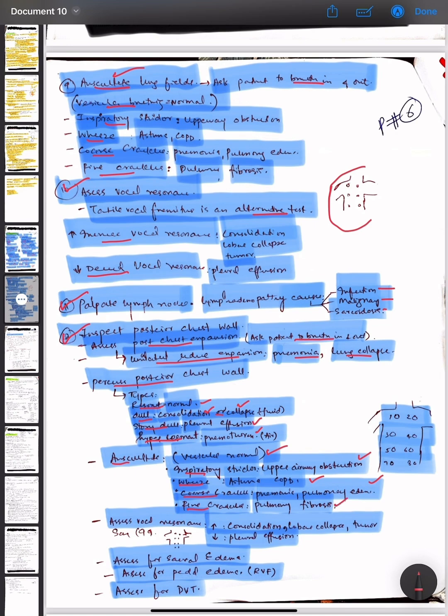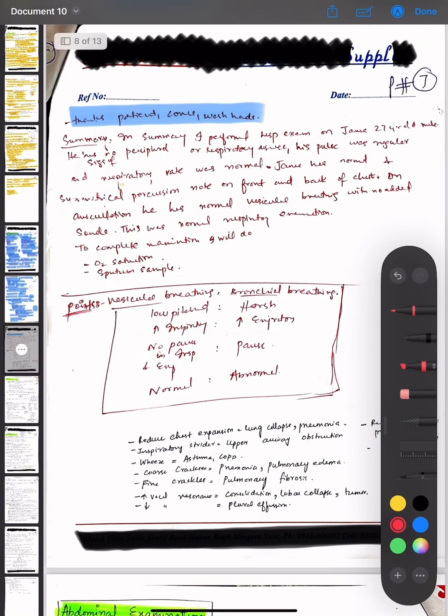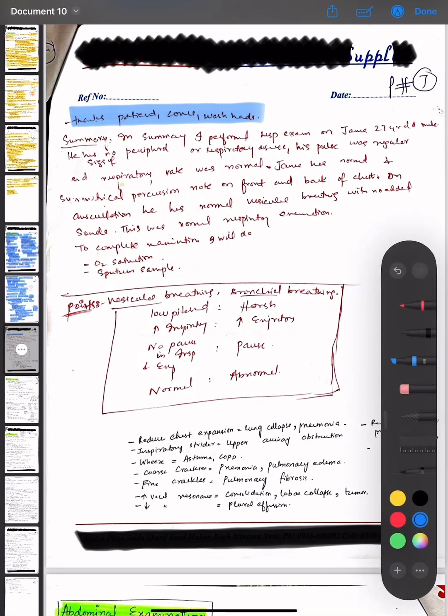Then assess for the vocal resonance. Increased vocal resonance is present in consolidation, lobar collapse and tumor. Decreased vocal resonance is present in pleural effusion. Then assess for sacral edema, then assess for pedal edema, and then assess for DVT. Then thank the patient, cover the patient and wash your hands. So this was the basic method for the respiratory examination.